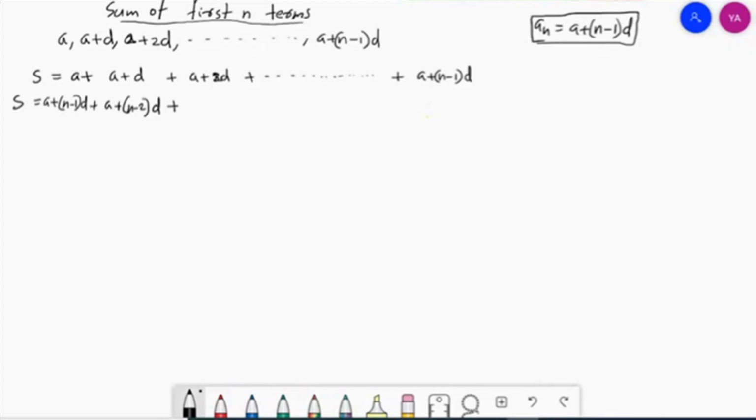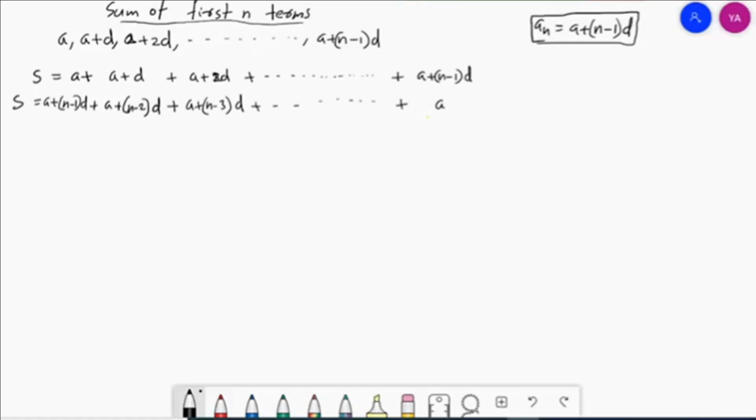What will be the third term when you write from right to left? A plus n minus 3d. Plus, etcetera, plus what will be the last term? A. Very good. A will be the last term if you write in reverse order.